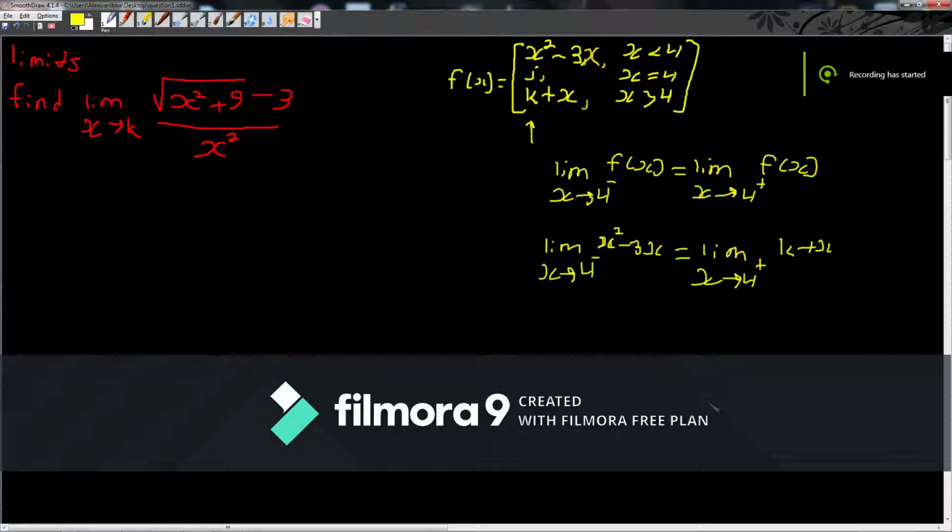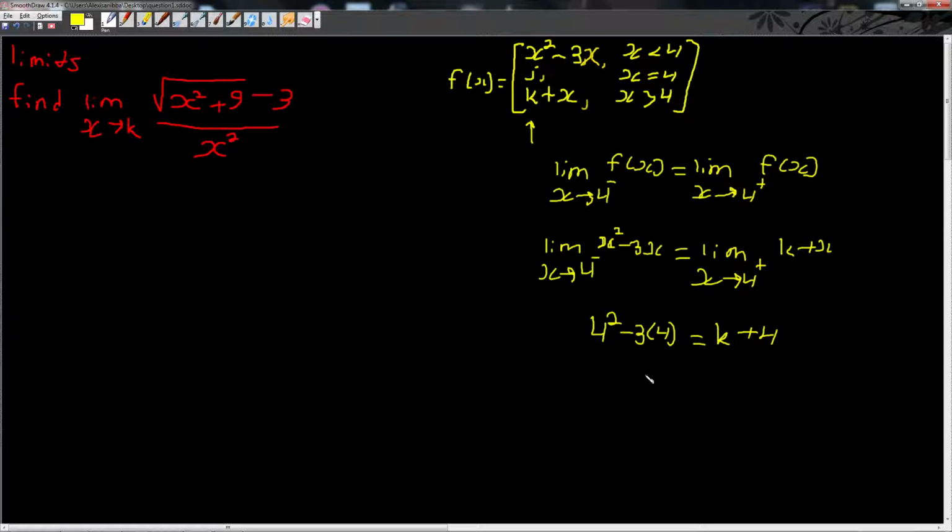Now that we have our equation perfectly set up, we can just plug in our value and get a full equation and try to solve for k. So it would be 4 squared minus 3 times 4 equals our variable k plus 4. Now this simplifies down into k equals 0.